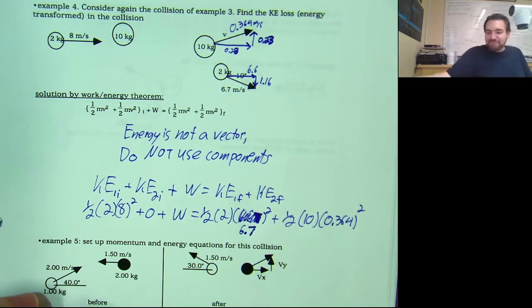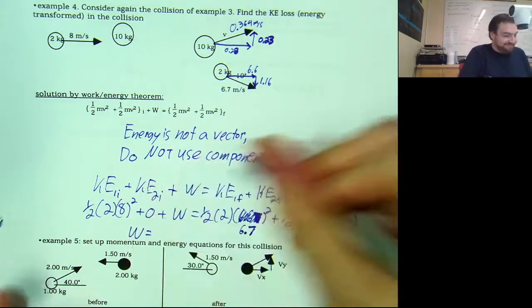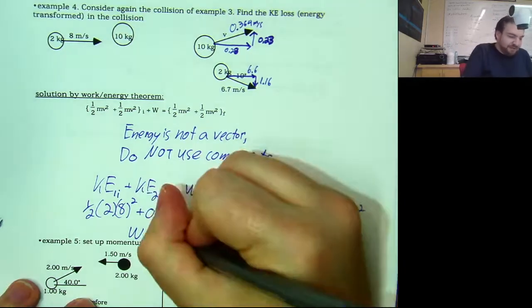So what do we get? Oh, now you've said it. He's not going to get it. I'm sorry. I just screwed everything up. Work equals what? Negative 18.45. Is that rounded? Yeah.